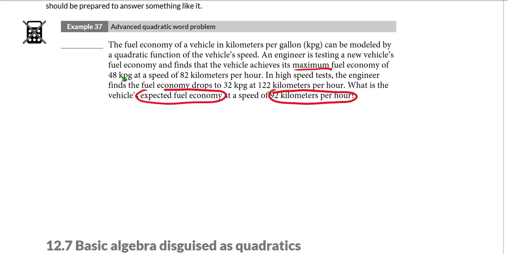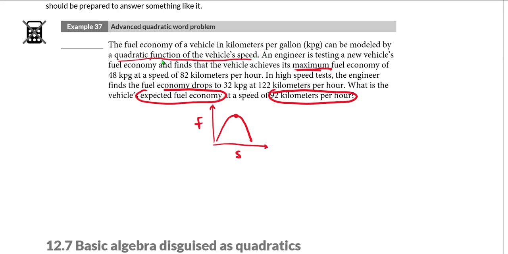All right, so let's see what's happening here. Maximum fuel economy of 48 kpg at a speed of 82. So what that means is there's going to be a parabola that looks like this because it has a maximum. If we were graphing this on an XY plane, it really wouldn't be an XY plane. It would be that fuel economy, which I guess I'll call F, would be on our y-axis, and speed, S, would be on the x-axis, the horizontal axis. Why do I know that? Well, because they told me right here that this is a quadratic function of the vehicle's speed.